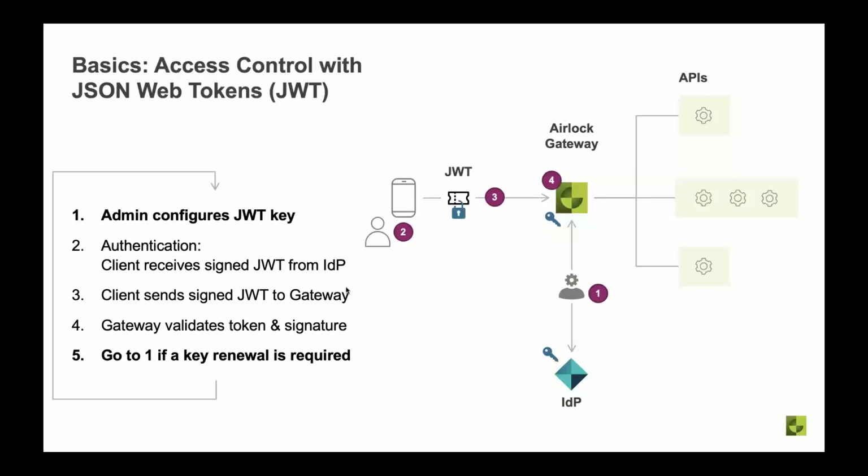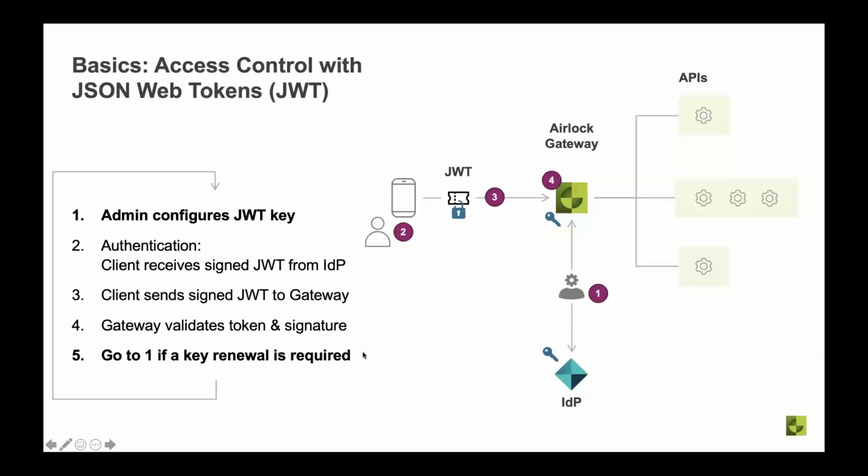First step, an administrator needs to configure the Jot Key in the Airlock Gateway configuration center. You can do that manually or using the REST API, but it needs to be done. Then the client, after authentication, receives a signed token from an IDP. It can be Airlock IAM or another IDP capable of issuing these tokens. The client sends this token to the gateway. Gateway validates it, the signature, if it's encrypted, it's decrypted, and so on, checks whether it's still valid.